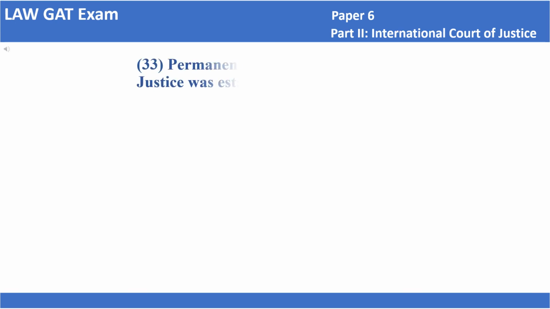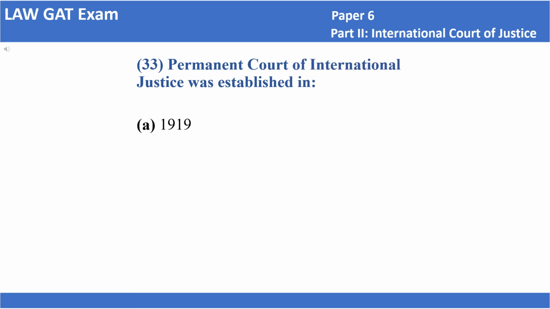Permanent Court of International Justice was established in, option A, 1919, option B, 1922, option C, 1915, or option D, none of these? The correct answer is option B, 1922.